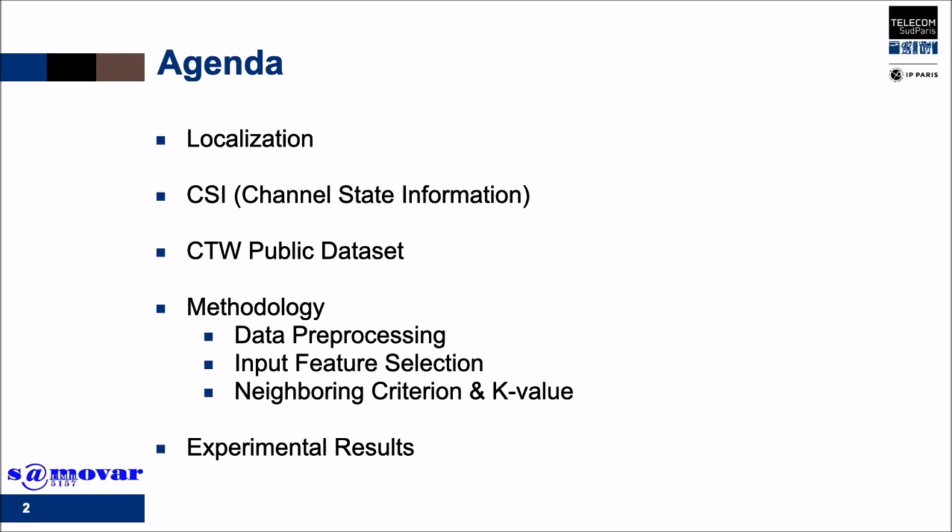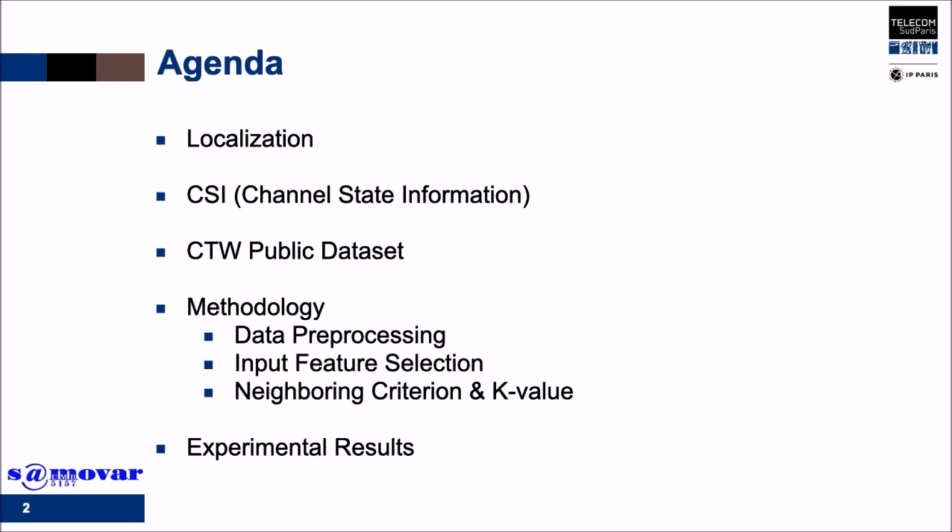First, to introduce the localization problem and shed light on its tremendous applications. Then we briefly introduce the channel state information, also known as CSI, which is the main input to our learning model. After that, we concretize the context of the problem by presenting the public dataset made available by the Communication Theory Workshop for an indoor positioning competition in which our solution achieved the first place.